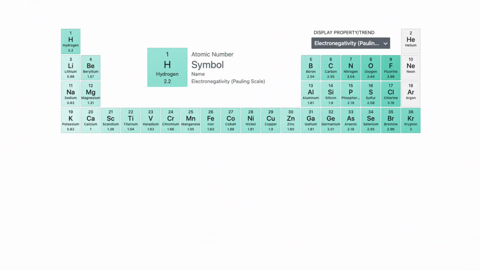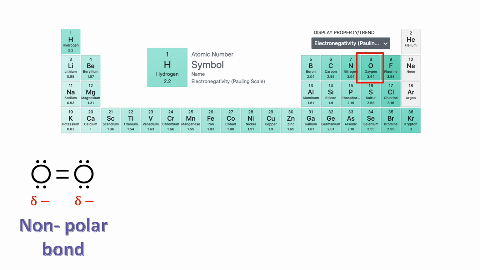Let's start with the oxygen molecule. Well, oxygen has the same atoms bonded together, and this causes no electronegativity difference between the atoms. The electron density is equally distributed, so the oxygen molecule has a nonpolar bond.